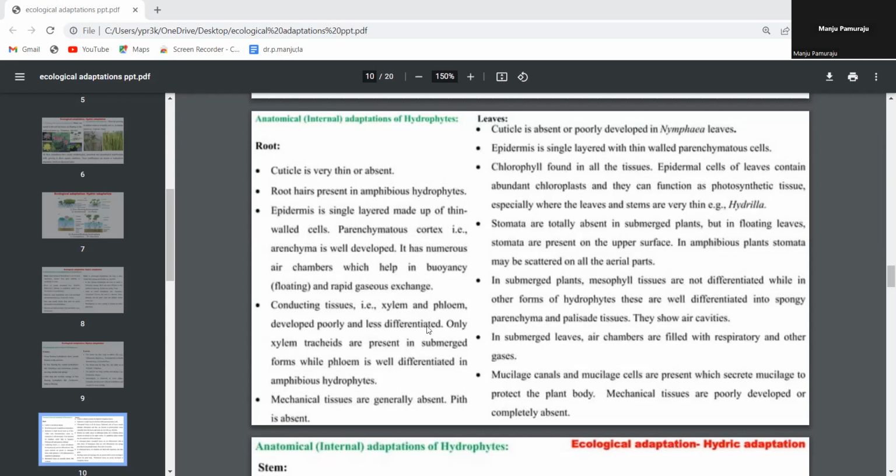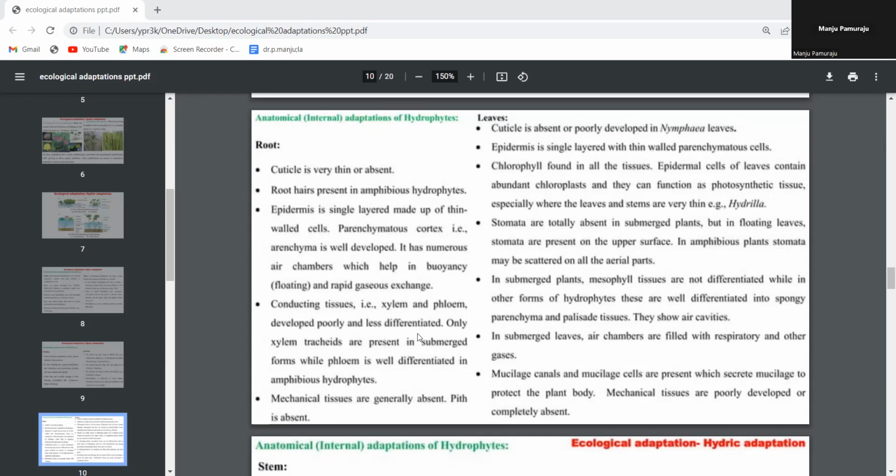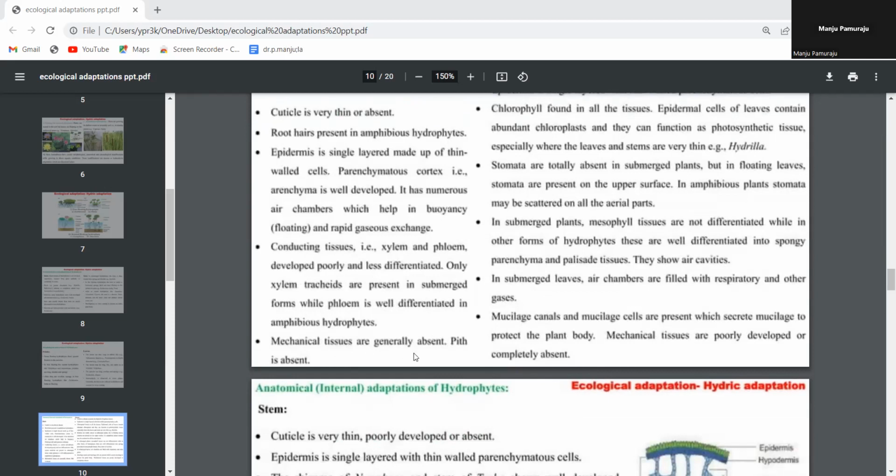The conducting tissue, that is xylem and phloem, is poorly developed and less differentiated. Only xylem tracheids are present in submerged forms, while the phloem is well differentiated in amphibious hydrophytes. The main function of xylem and phloem is conduction of water and nutrients, but because these plants are present in water, they can absorb water and nutrients throughout the plant body. So there is no necessity for conducting tissue here. Mechanical tissues are generally absent, and the pith is also absent.